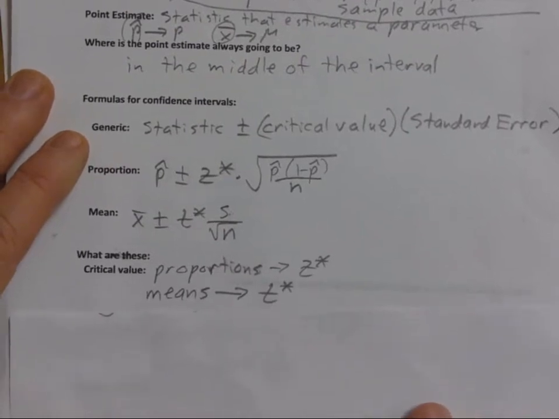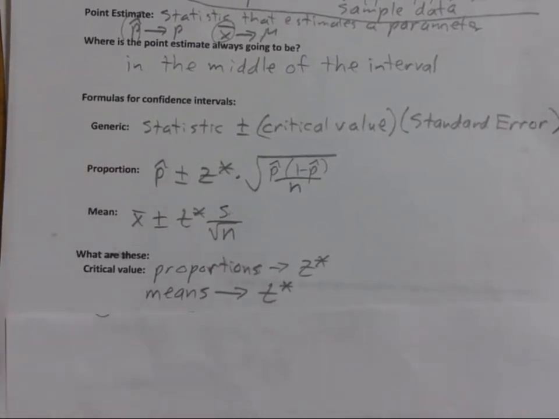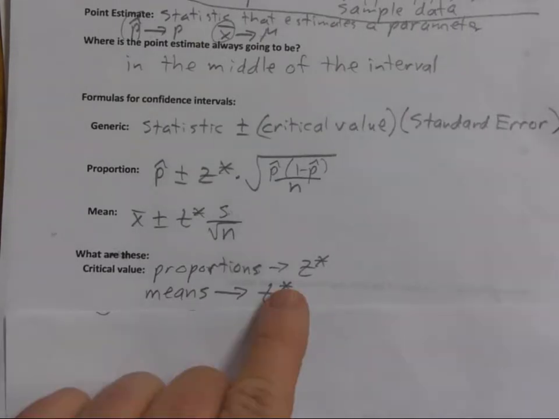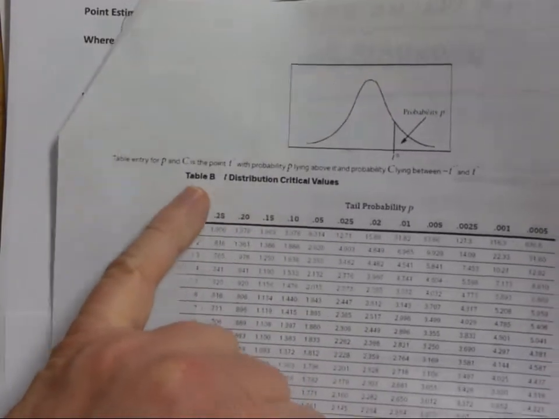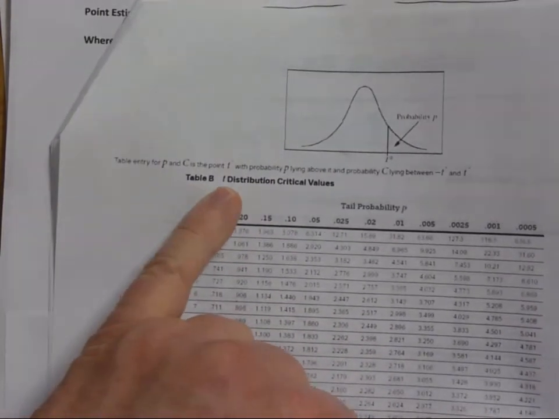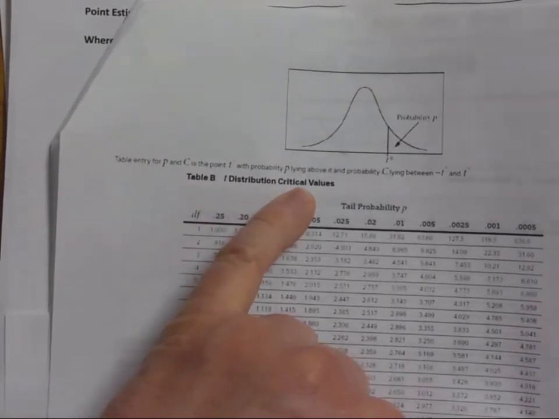So what are these? They're critical values. Like I said, they're the number of standard deviations we're going to the left and to the right. You can find them using your tables or using your calculator. In every problem, you're going to be given a confidence level. It'll say create a 95% confidence interval, or a 90% confidence interval, or 99%. To find your critical value, you're going to go to table B in your tables where it says t-distribution critical values, but it includes the z ones as well.